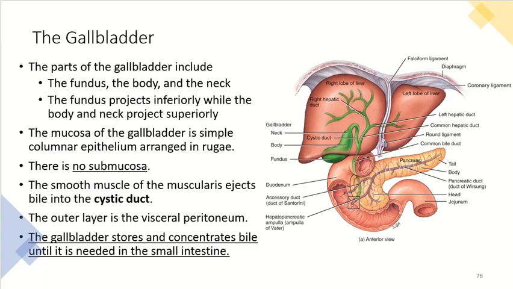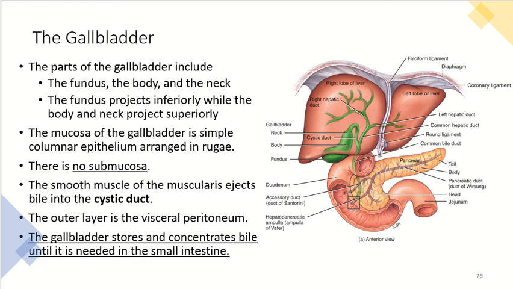So last but not least for this lecture today, we have the gallbladder. So the gallbladder is going to be made up of a couple of different parts. We've got the fundus, which is down here, the body, and the neck of the gallbladder. The fundus is going to project inferiorly, while the body and the neck are going to project superiorly. So it's kind of a little curved shaped thing. You can see by the way it's shaped there.